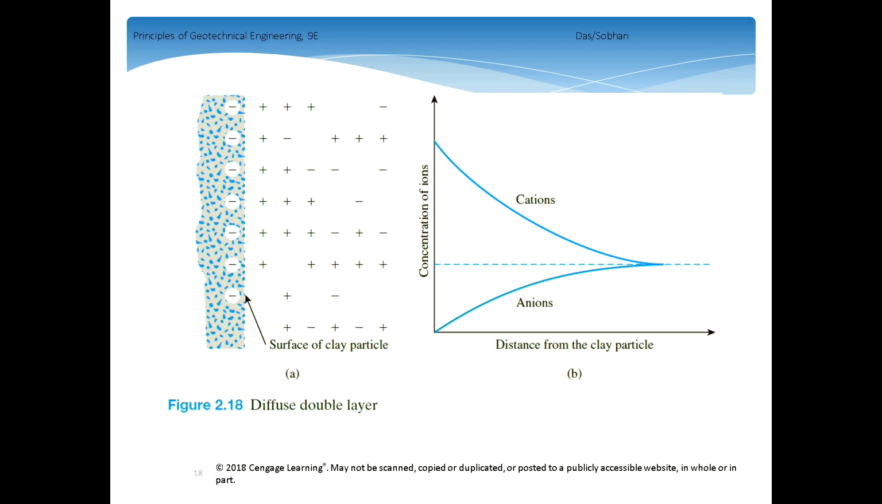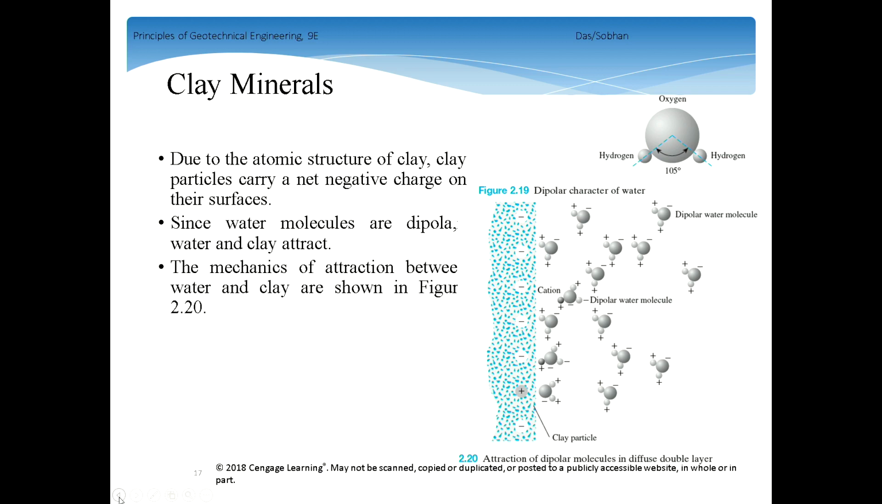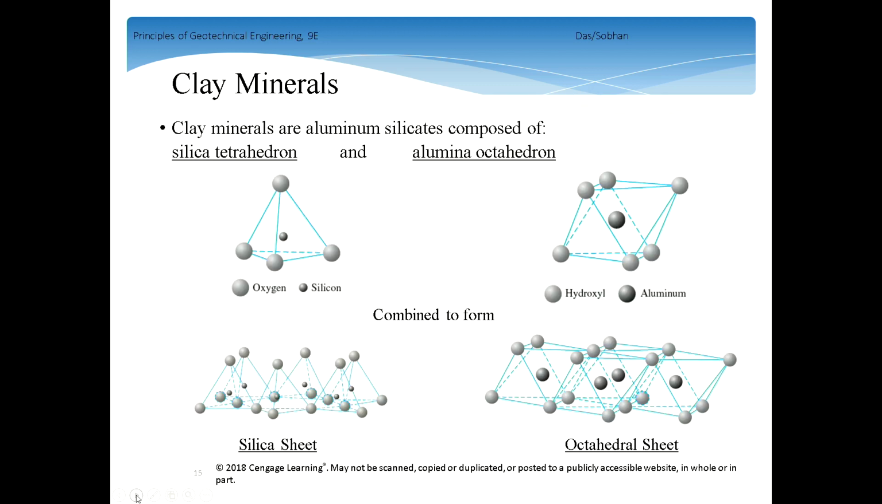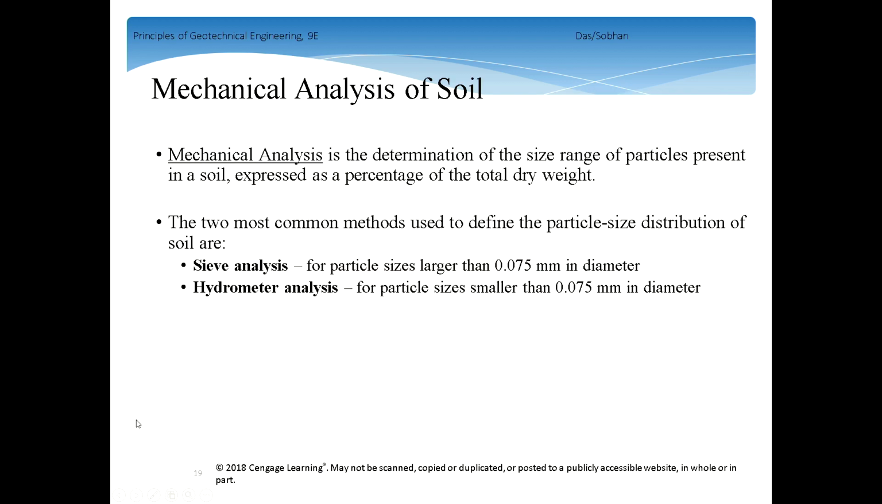You may see this at the micrometer scale, something like that. But away from the soil particles, as the distance increases, the cations will decrease. That is, the charge will decrease. This is a diffuse double layer and the clay mineral is in here. This part is different, and it has nothing to do with the mechanical analysis of soil.